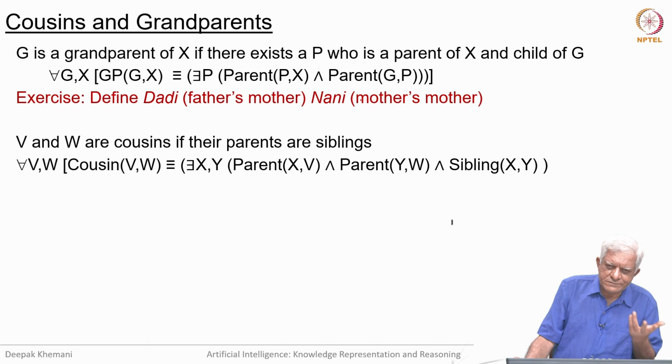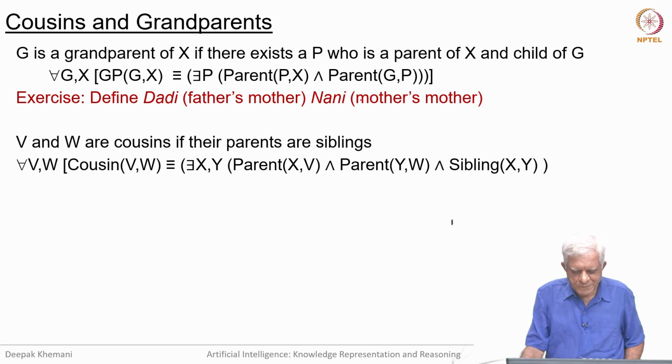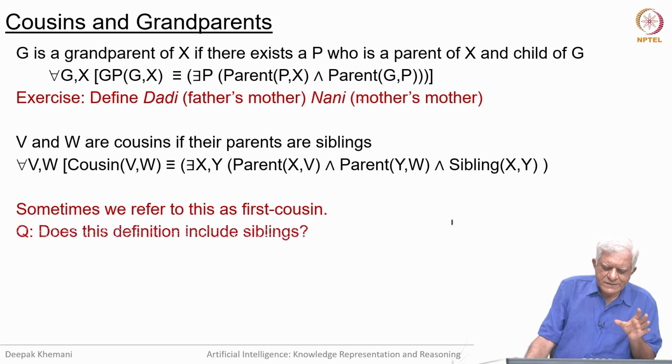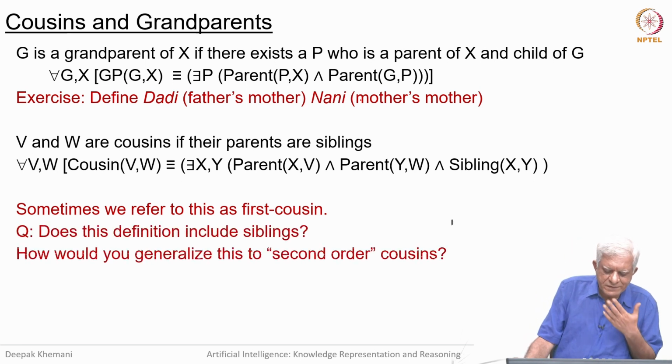We say that two individuals V and W, for all V, W, we say V is a cousin of W if there exists X and Y such that X is a parent of V and Y is a parent of W and X and Y are siblings. Sometimes we refer to this as the first cousin in many societies.